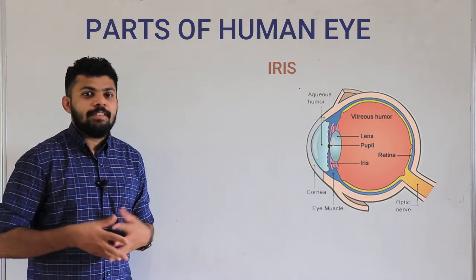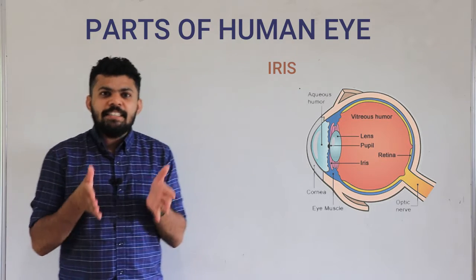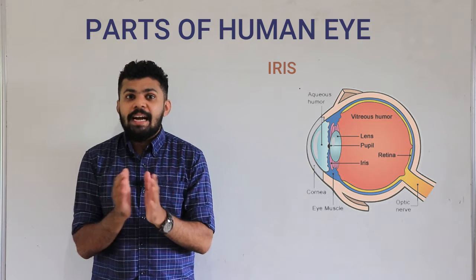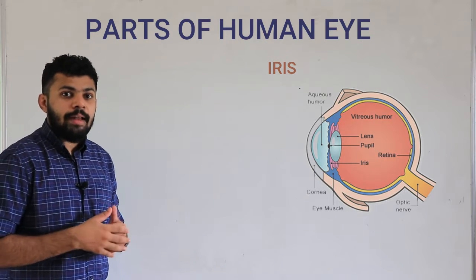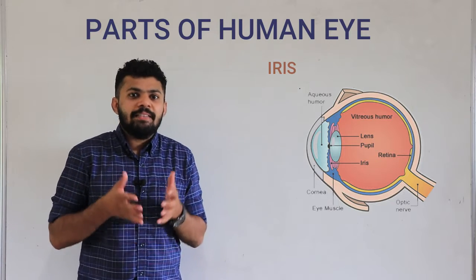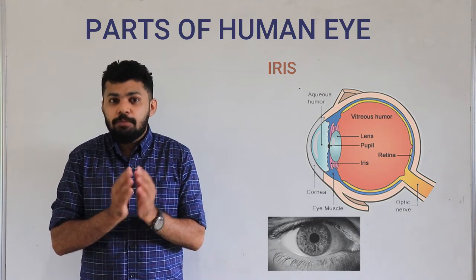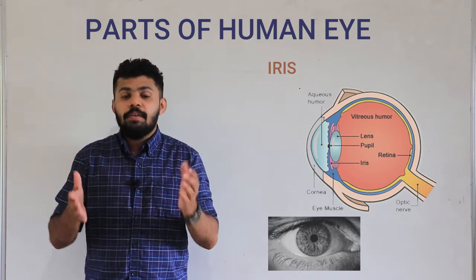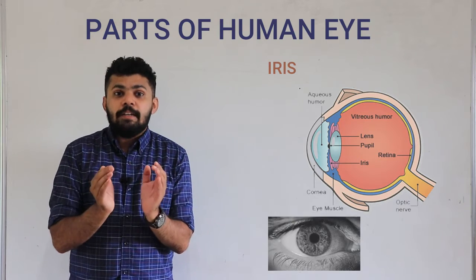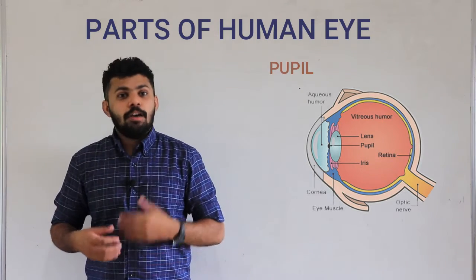The second part is the iris. The iris is just behind the cornea and it is a dark muscular diaphragm. In the center of the iris there is a hole, and that hole is called the pupil. This hole can be controlled by the iris. If the muscles are expanding, the hole will decrease; if the muscles are contracting, the hole will increase. The third part is the pupil.